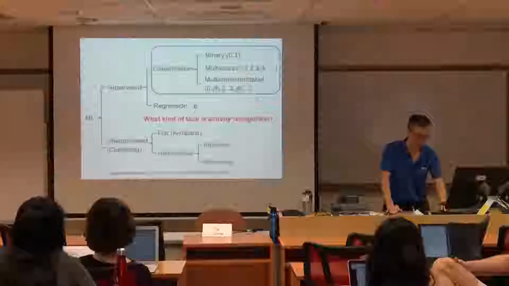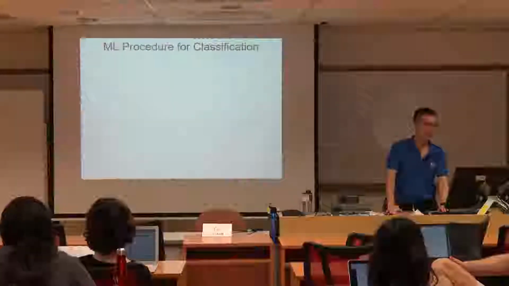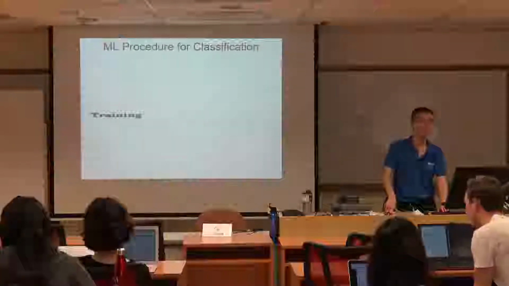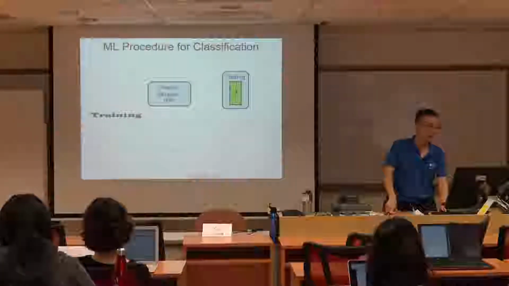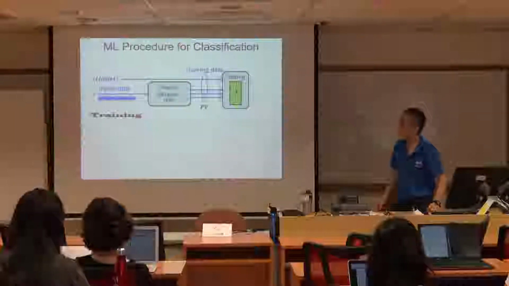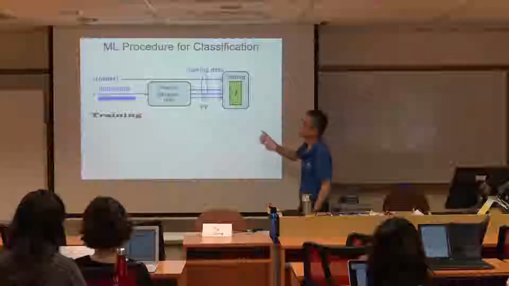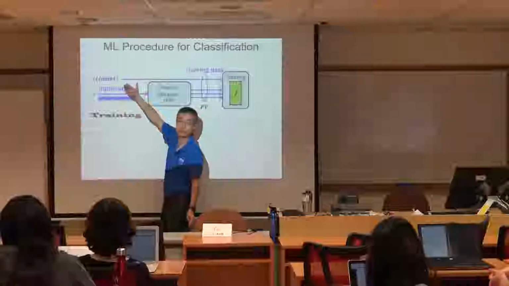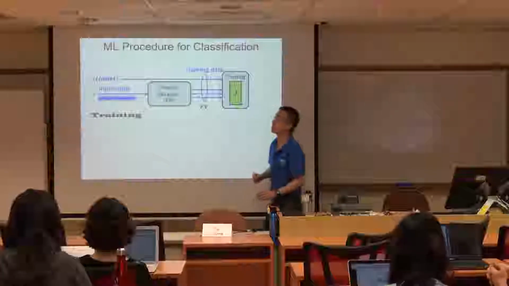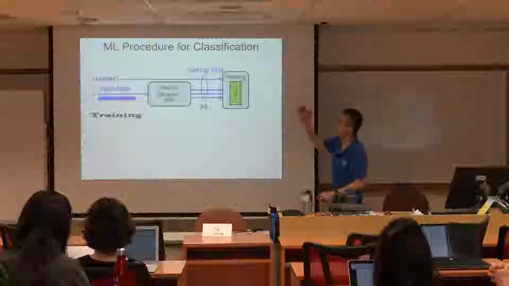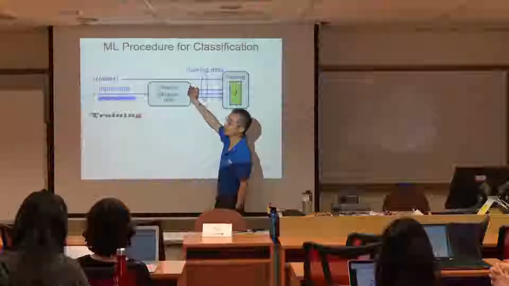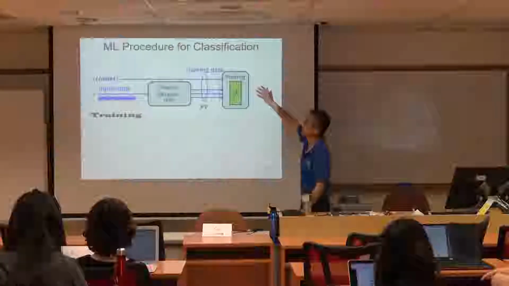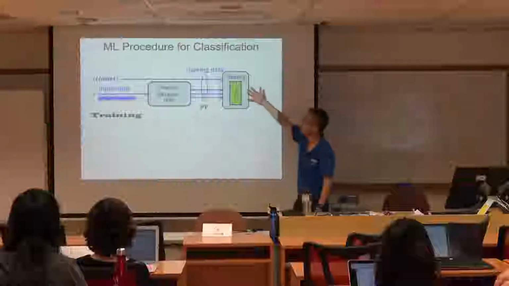All right. Then the machine learning procedure for classification: we must have training data, and as I said, the training data must include not only the raw data here, but also the labels. That's the expensive part. Then for the input data, we need to do feature extraction, and together with the label data, we are going to train this function f.